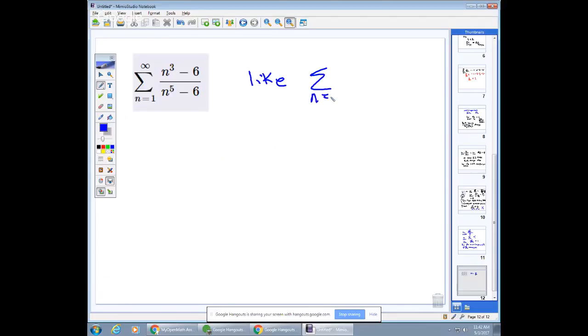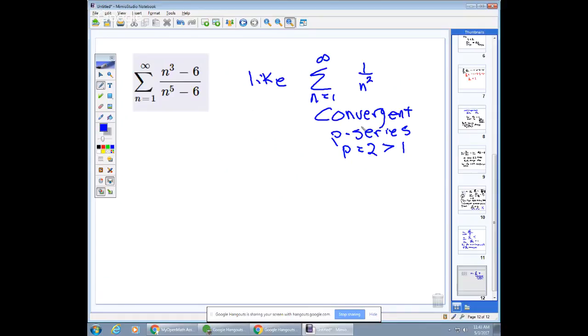the sum as n goes from 1 to infinity of 1 over n squared, isn't it? Because for big numbers, who cares about a minus 6? Okay, so that's no big deal. So it's like that. So then I can say, all right, I know this guy converges because it's a p-series with p greater than 1. So this is a convergent p-series. P equals 2, which is greater than 1.